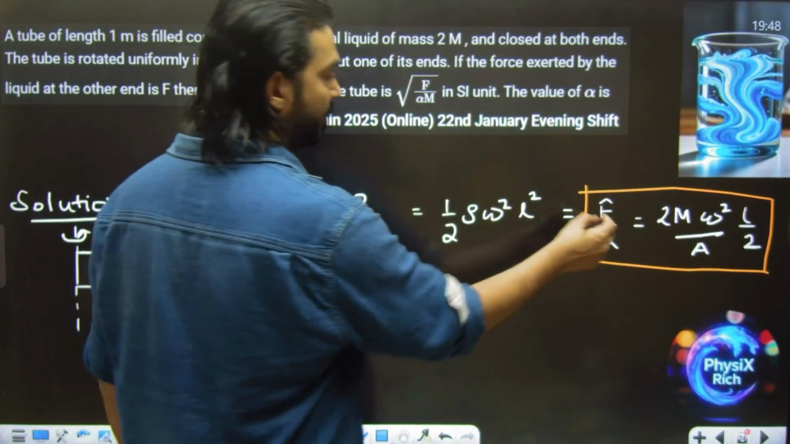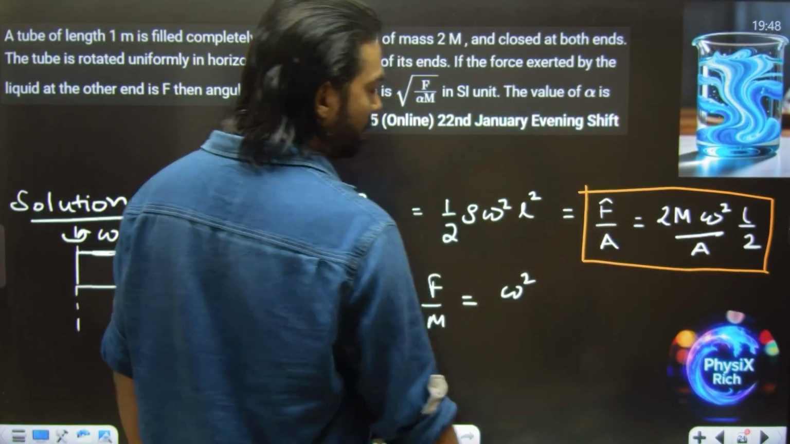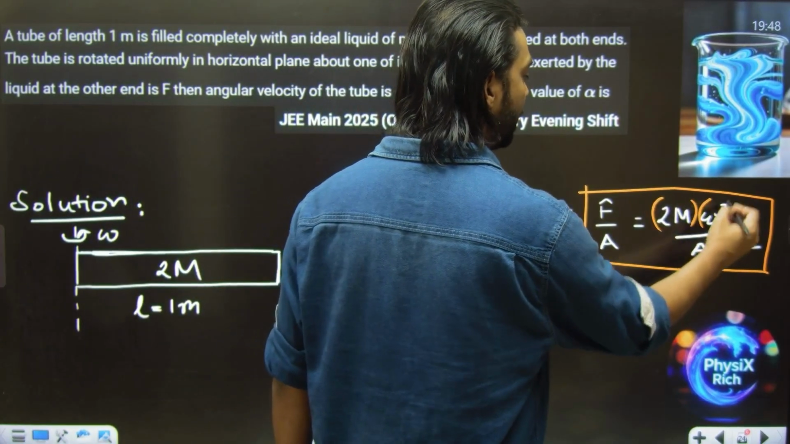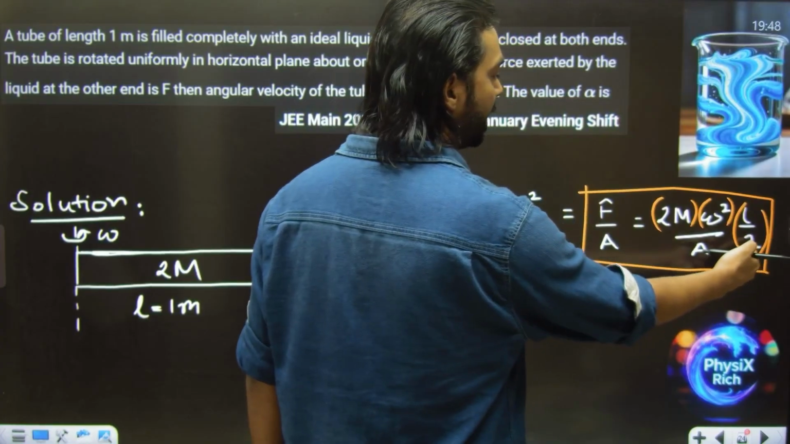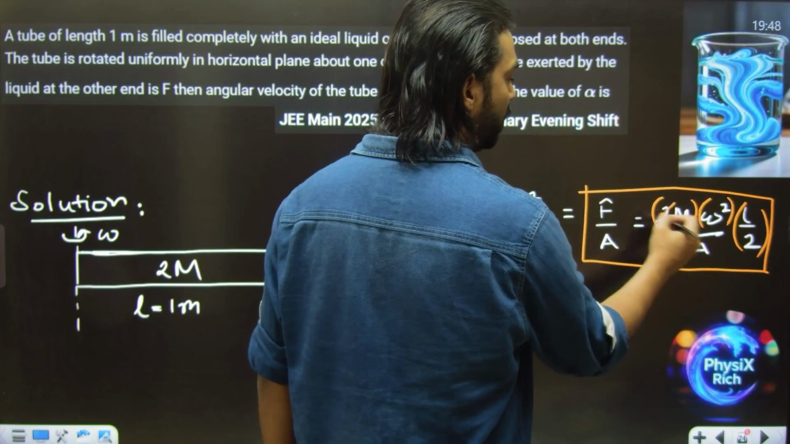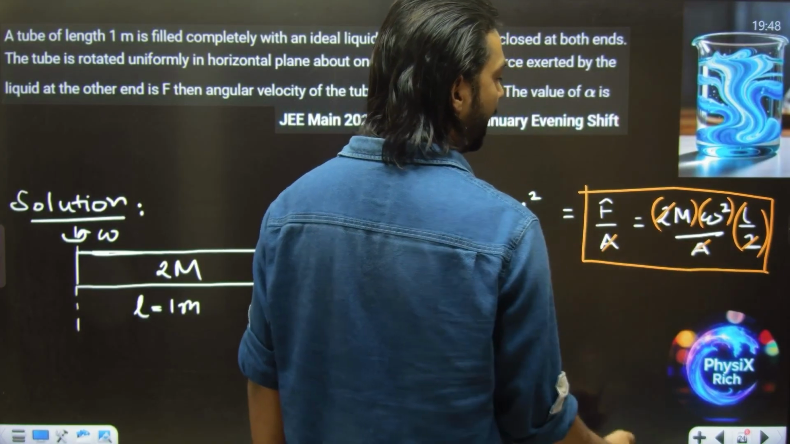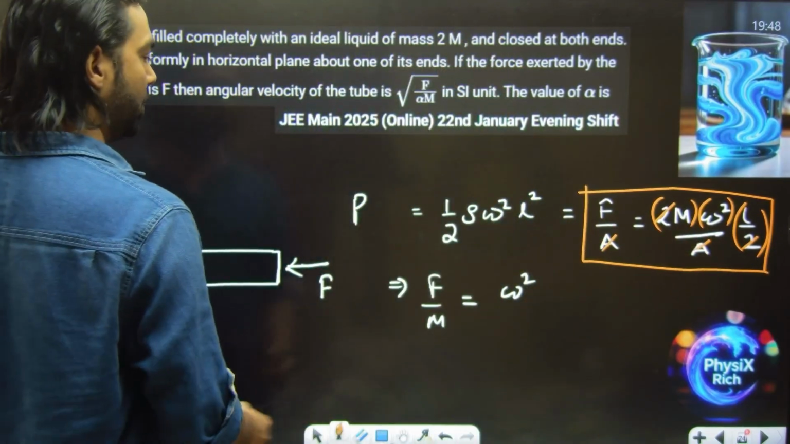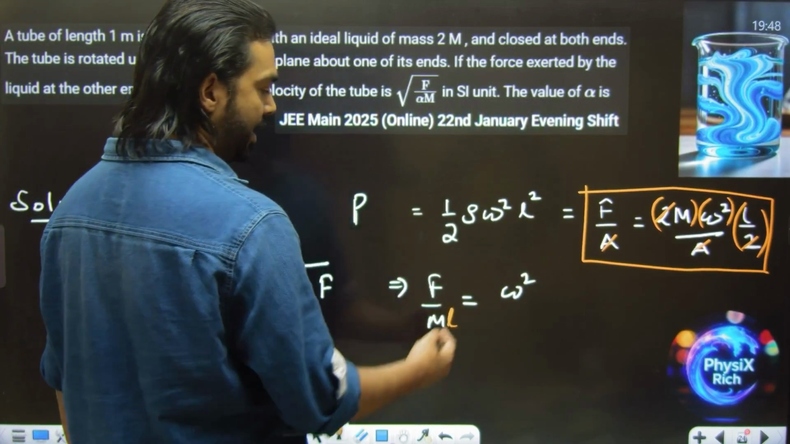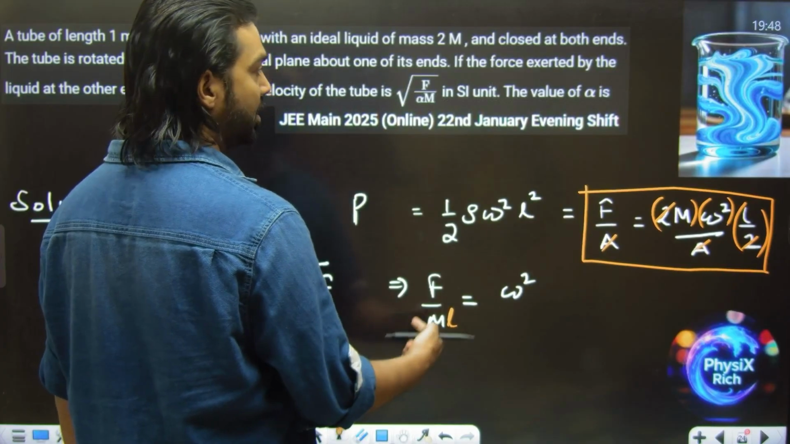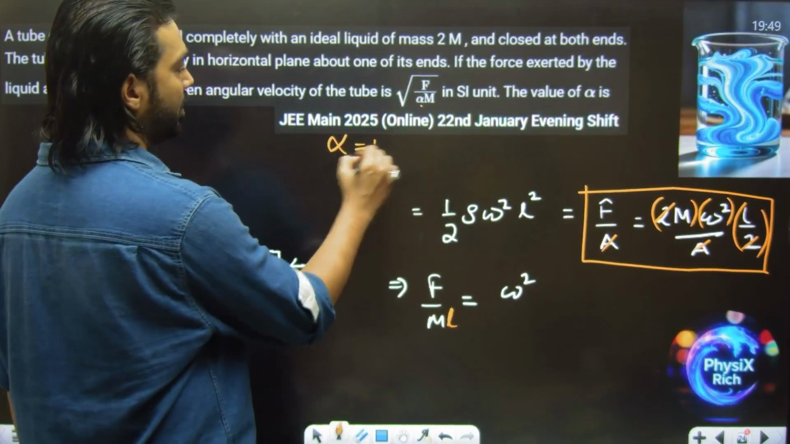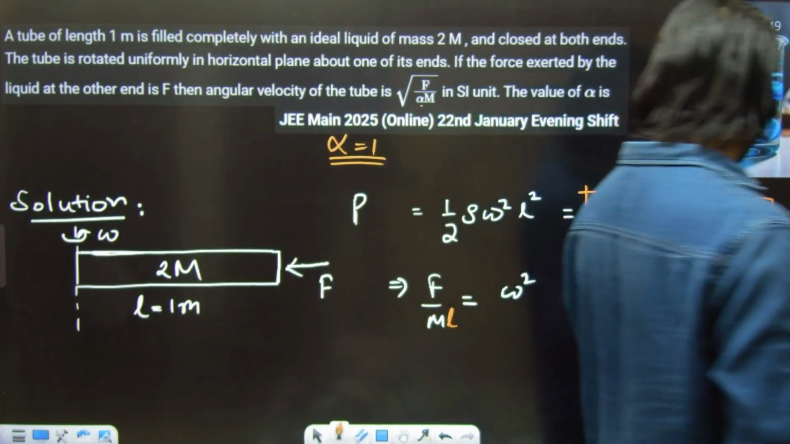Because see, force is the one that is giving us the centripetal acceleration. Now, what is the centripetal acceleration? Mass times omega square times the distance of the center of mass from the axis. So 2m omega square L by 2. L is just simply 1. 2 gets cancelled, A is anyway getting cancelled. So omega square simply comes out to be equal to F by mL, and L is given to you as 1. So omega is the square root of F by m. That's why the answer to this is alpha equals 1. Very simple, very easy, very scoring question.